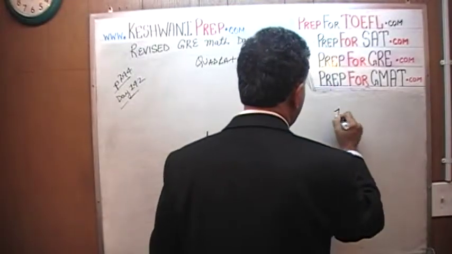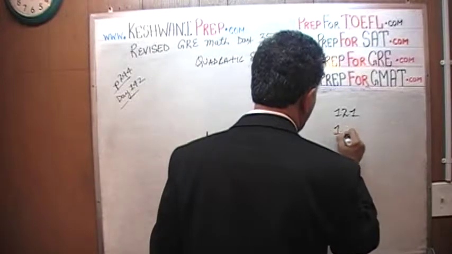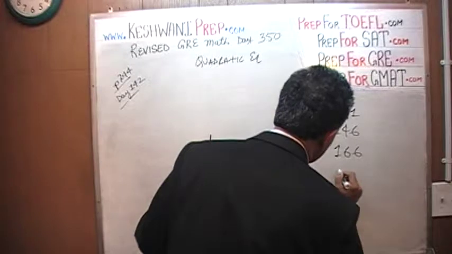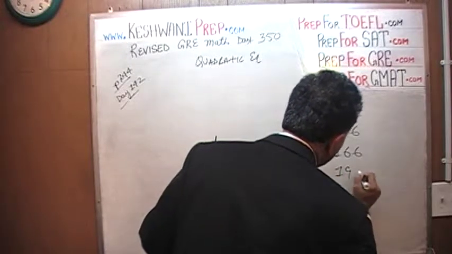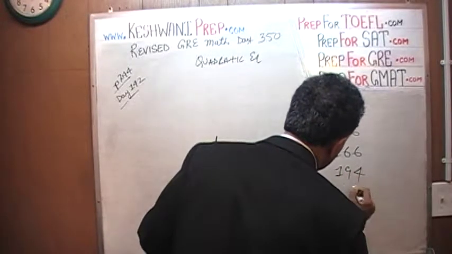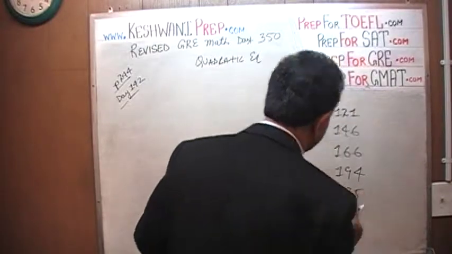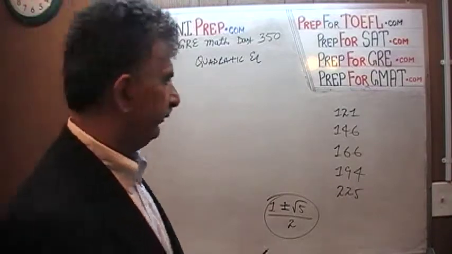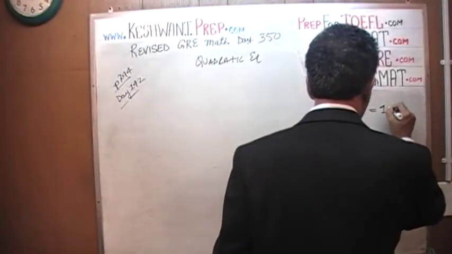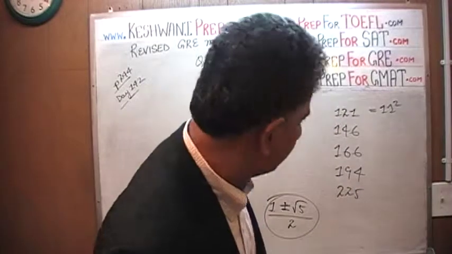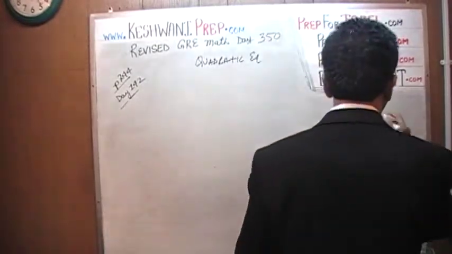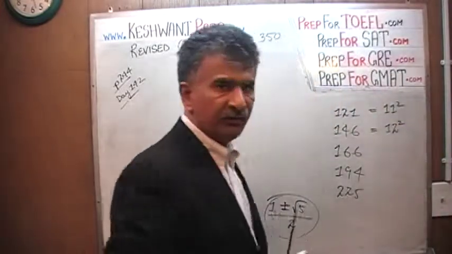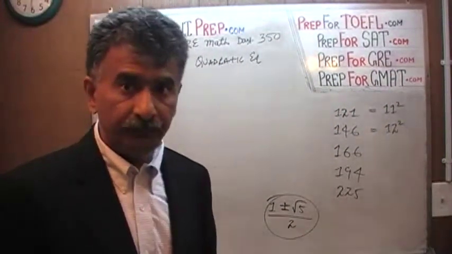11 squared is 121. 12 squared is 146. 166. 13. 194. 14 to 25. These are squares of 11 through 15. 11 squared, 12 squared. Do you see something? Do you see something wrong?